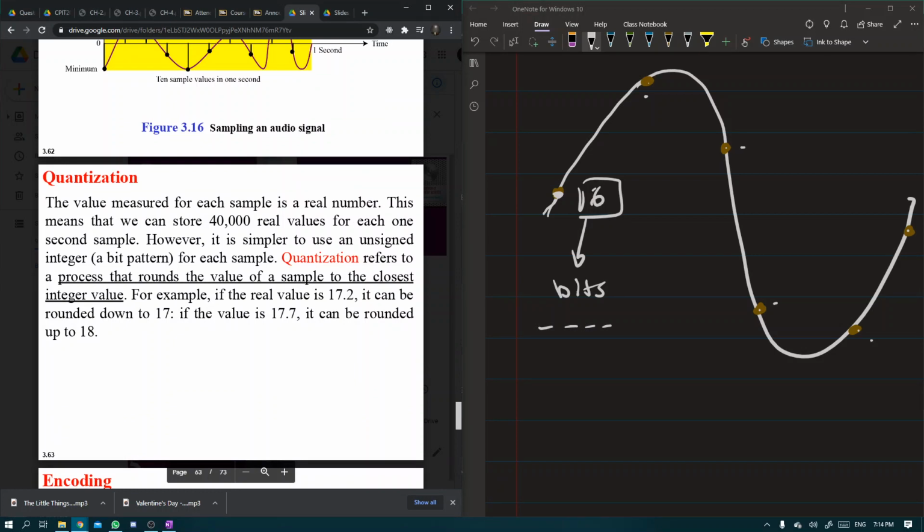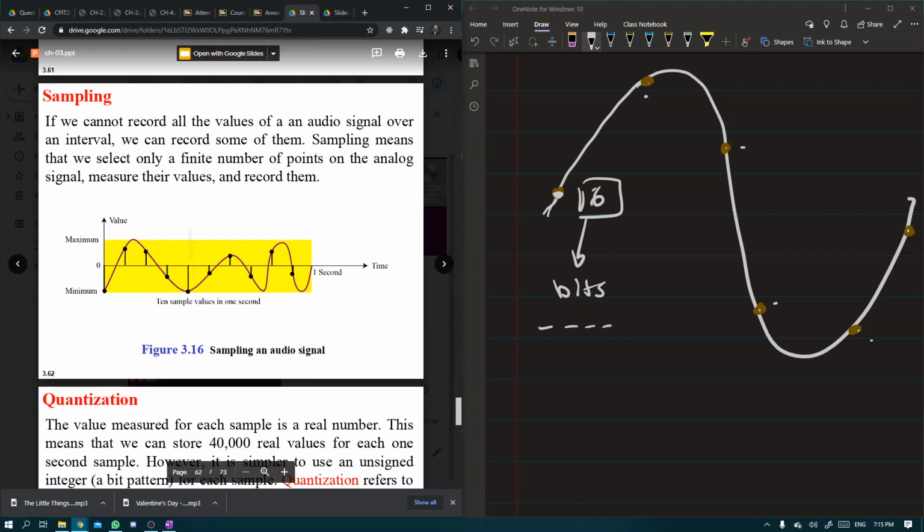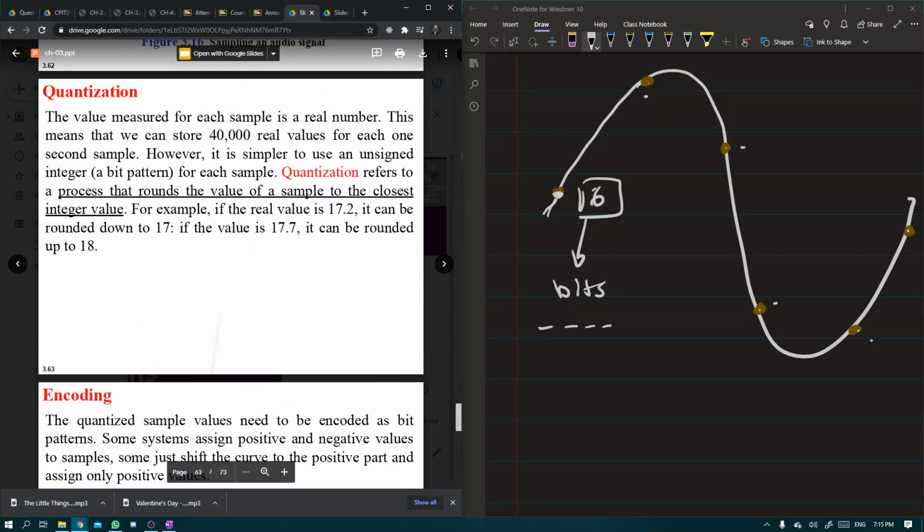So that's quantization. You're taking an analog wave, and now we want to make it digital. That's the whole point of this. This thing that we're doing: sampling, quantization, and encoding.